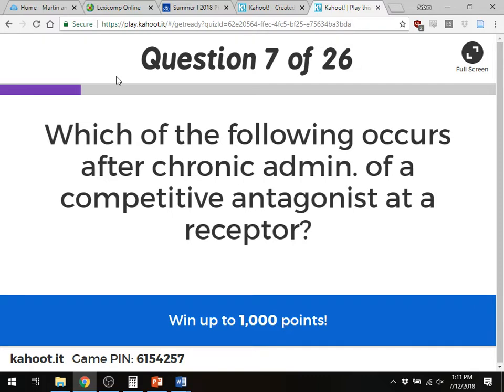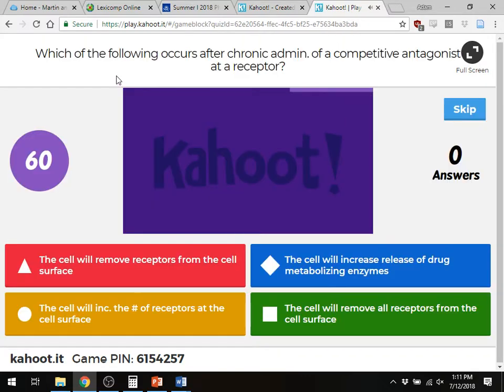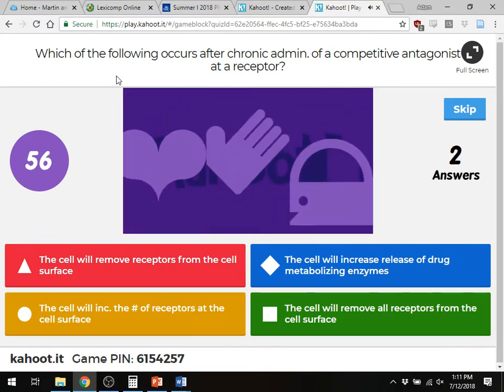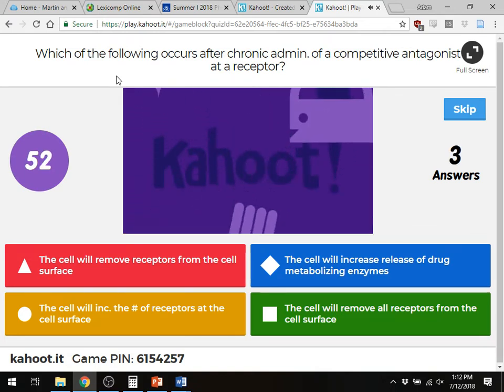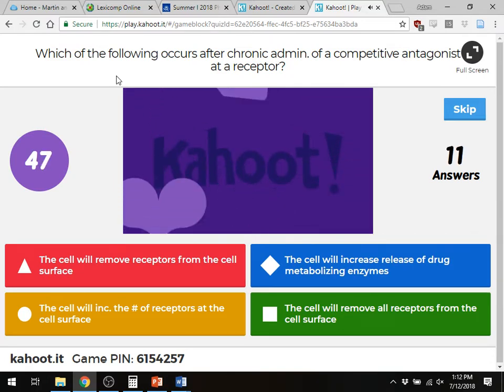Which of the following occurs after chronic administration of a competitive antagonist at a receptor? The cell will remove receptors from the cell surface. The cell will increase release of drug metabolizing enzymes. The cell will increase the number of receptors at the cell surface. Or the cell will remove all receptors from the cell surface. What do you think happens here?